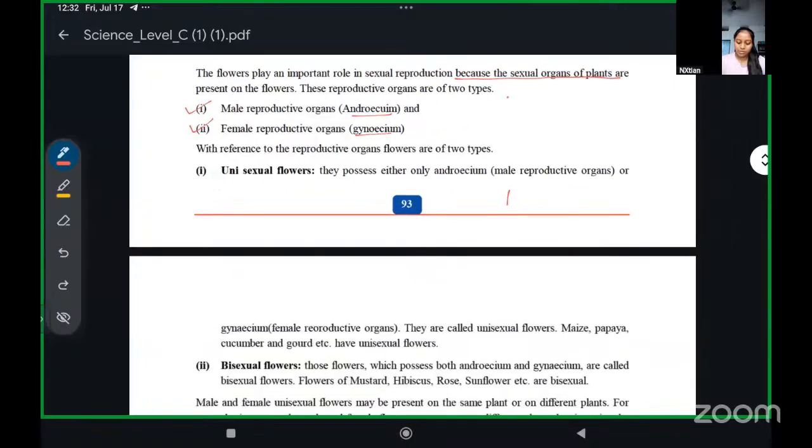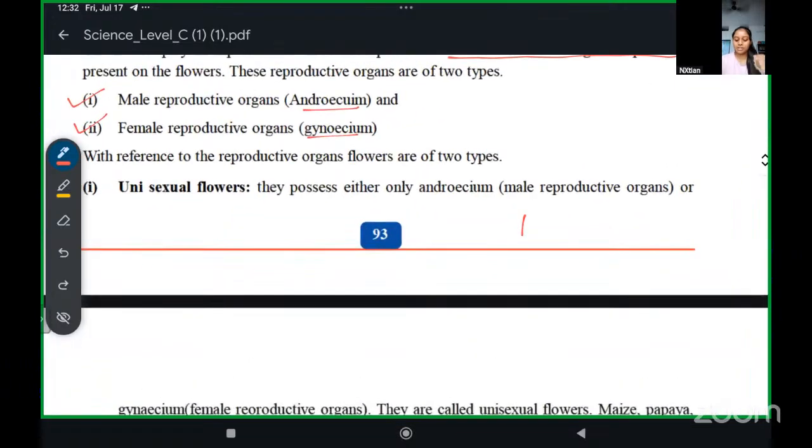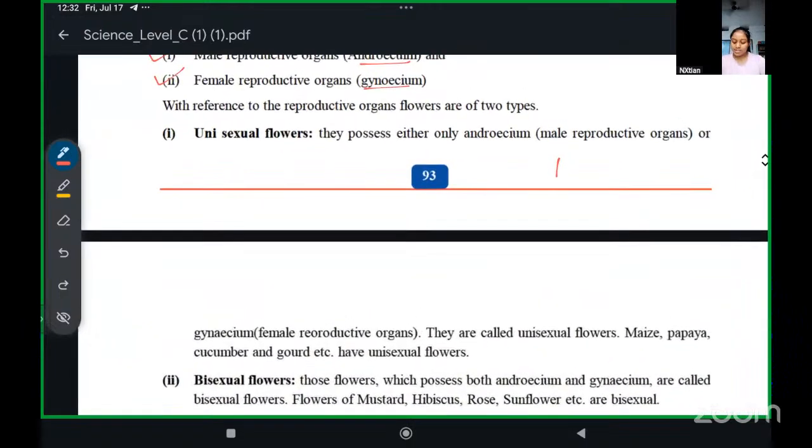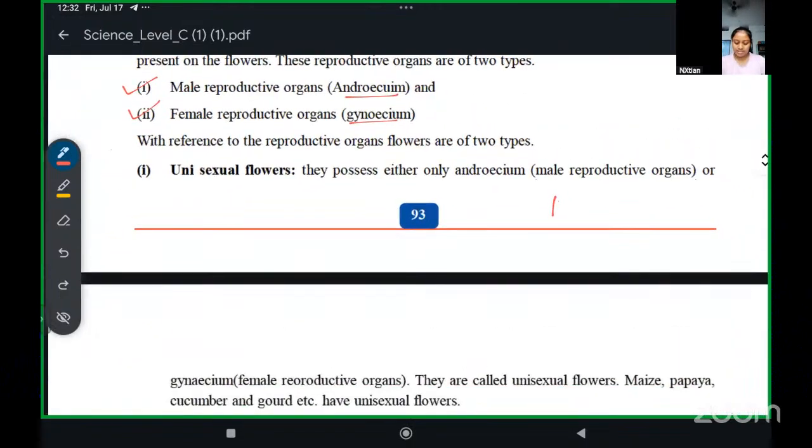Now, with reference to the reproductive organs, flowers are of two types. In some flowers, they will have either androecium or gynoecium.